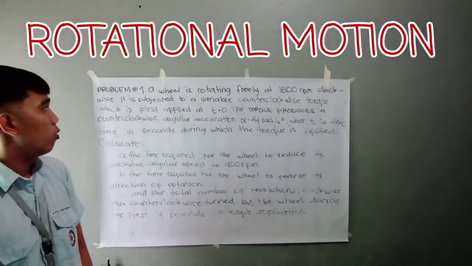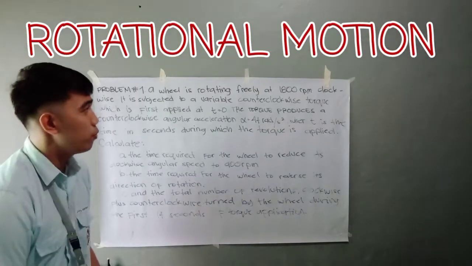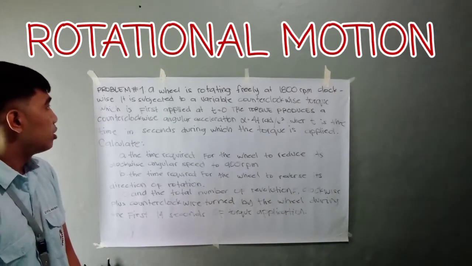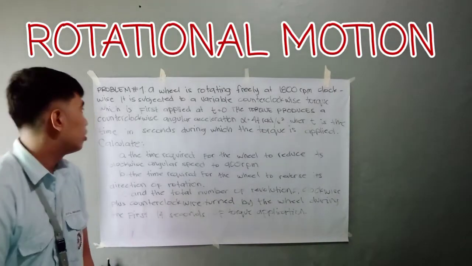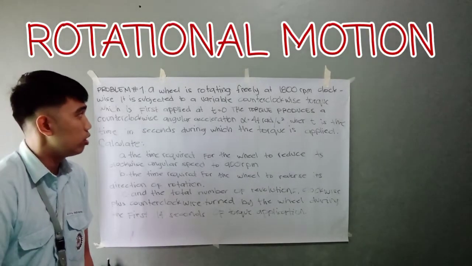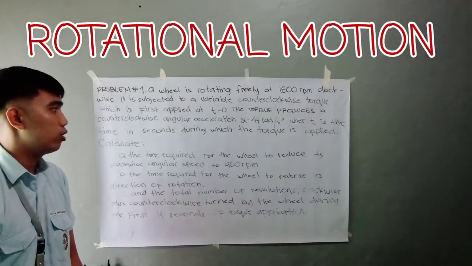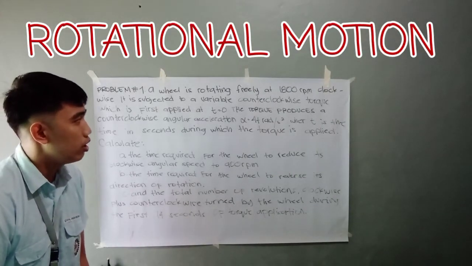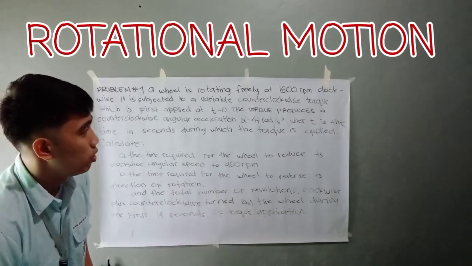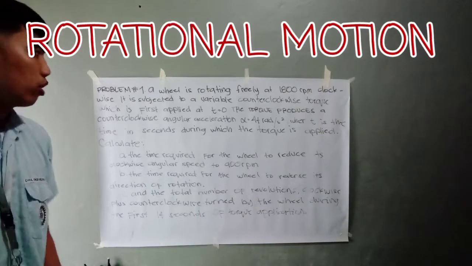Problem number 1. A wheel is rotating freely at 1,800 RPM clockwise. It is subjected to a variable counterclockwise torque, which is first applied at time t equals 0. The torque produces a counterclockwise angular acceleration alpha equals 4t rad per second squared, where t is the time in seconds during which the torque is applied.